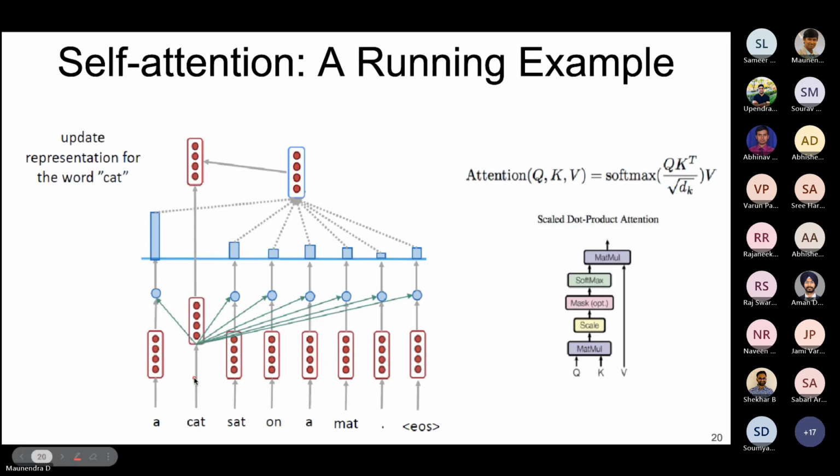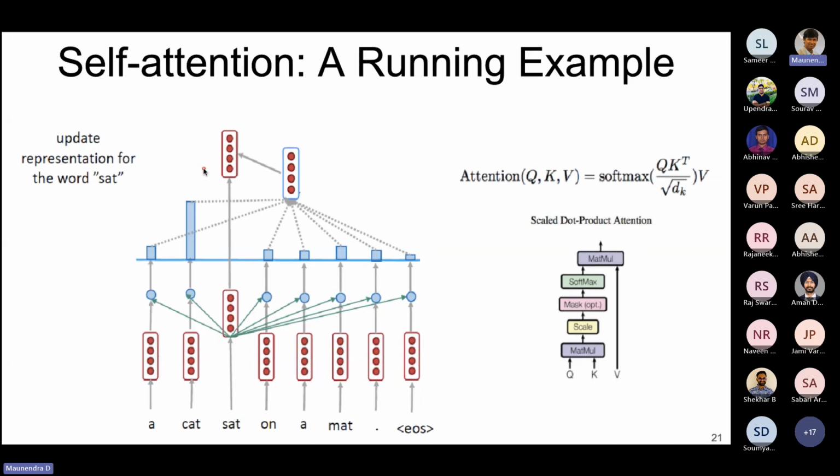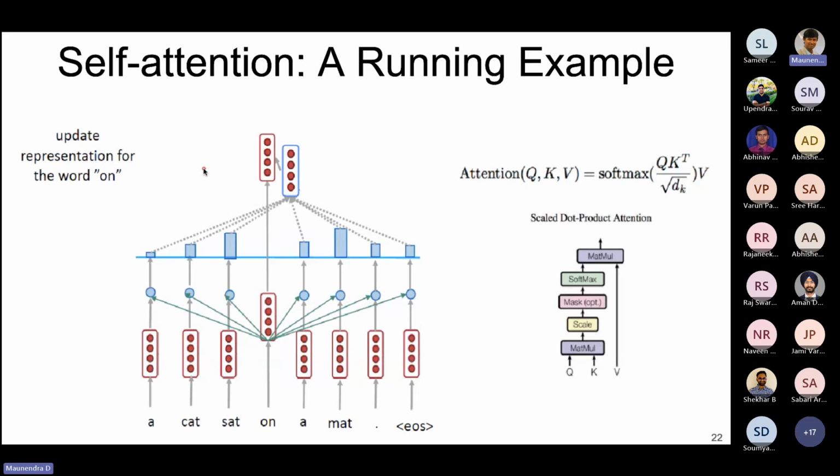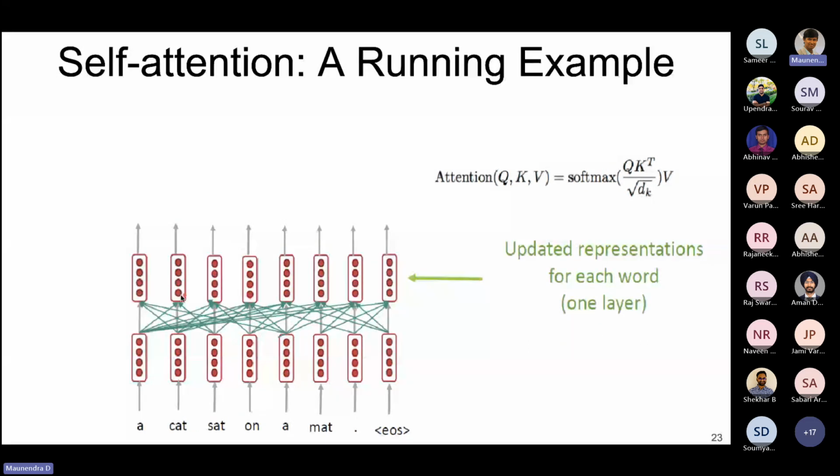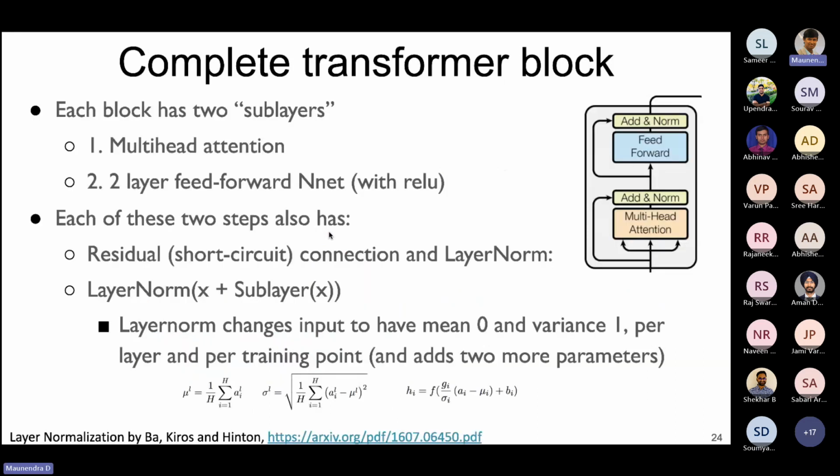Cat. For cat, we again find the dot products. From that we get the similarity weights, and then we take the weighted combination to get the final representation, and we keep doing this for all the words. Each representation that we get becomes the output from this layer. So these are the updated representations for each word from this one layer, and we can stack multiple layers one on top of the previous one. So again, we have a multi-layered architecture. So that is the multi-head attention part.